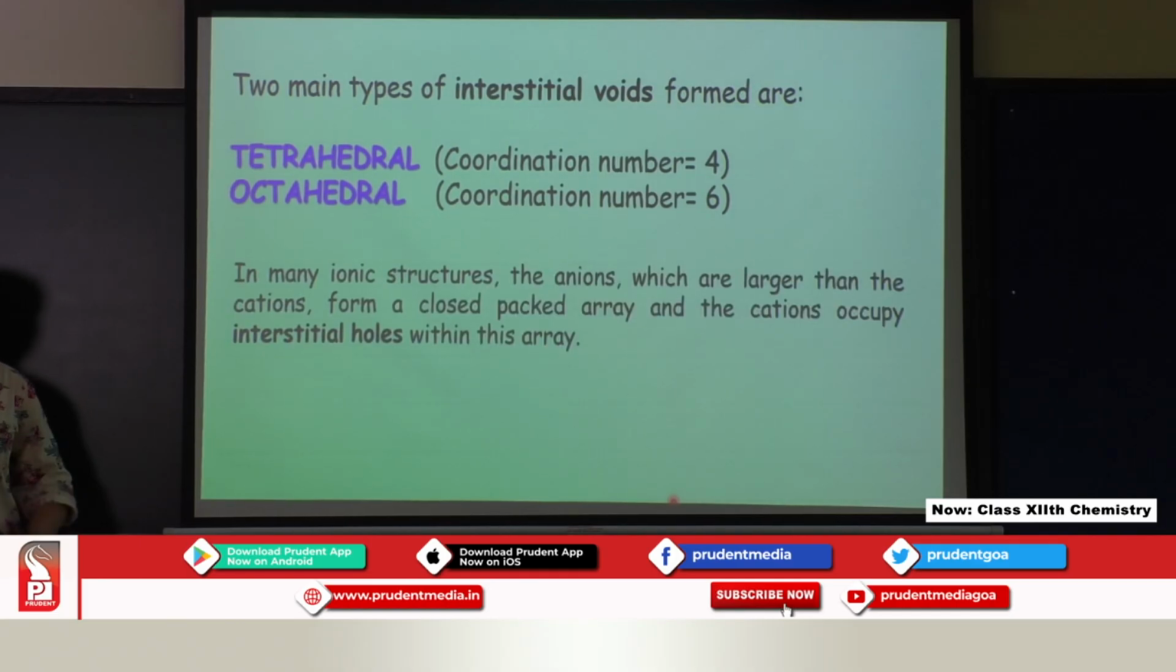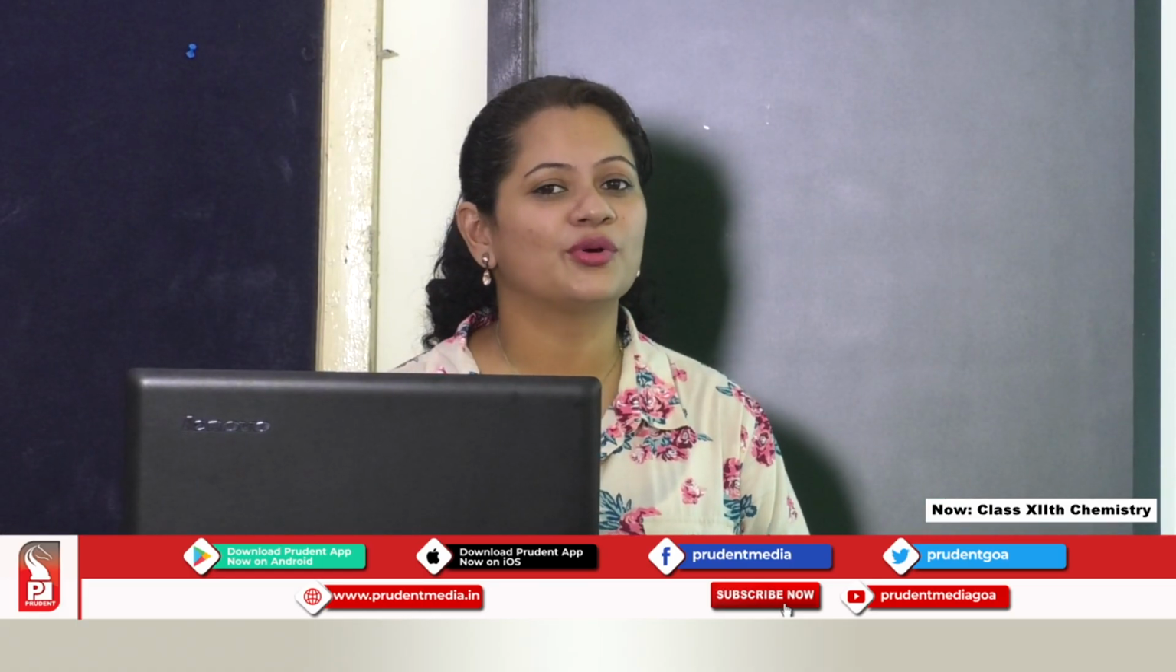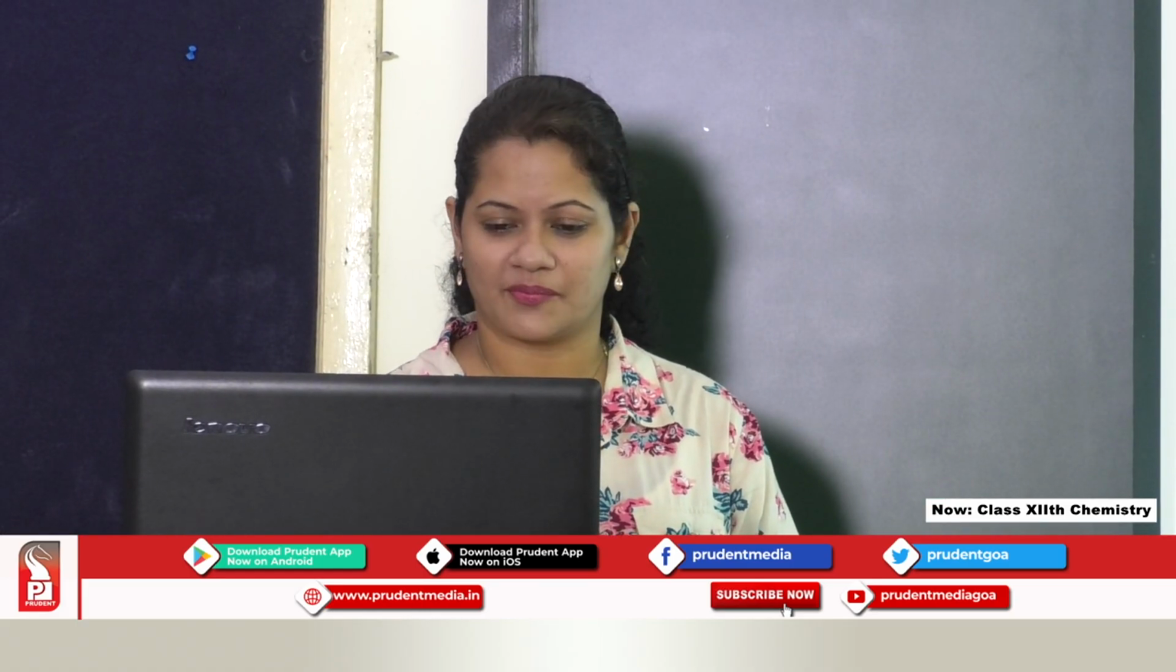In many ionic structures, we notice that the anions which are larger in size form a close packed arrangement, while the cations which are smaller in size are going to occupy the interstitial spaces which are formed between these close packed anions. We now come to close packing in 3 dimensions.